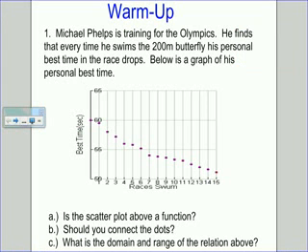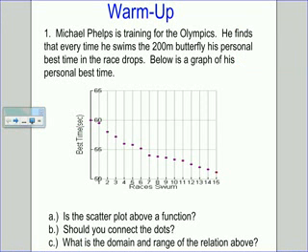Because there's no data in between the points. He's not going to swim 1.5 races. He's not going to have a time for 1.5 races. He's going to have a time for 1 race, 2 races, 3 races. So there's no data in between the points.